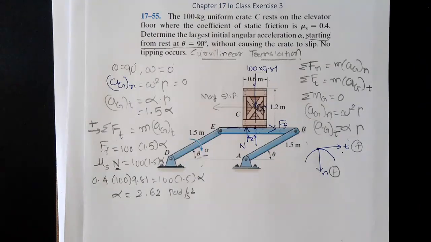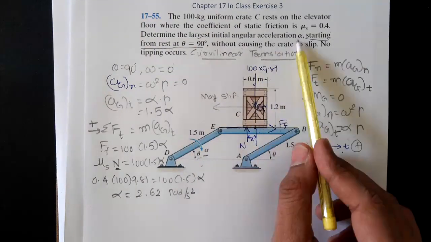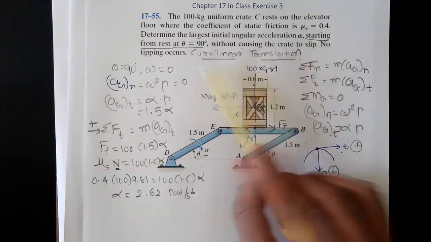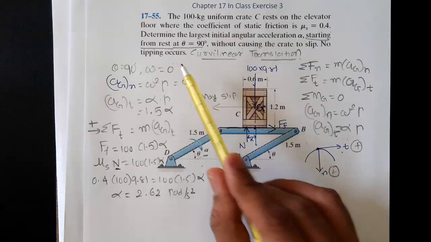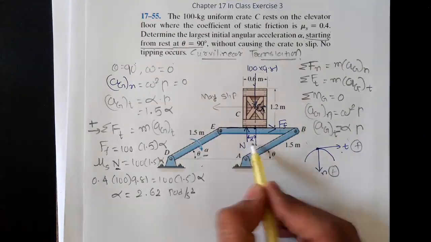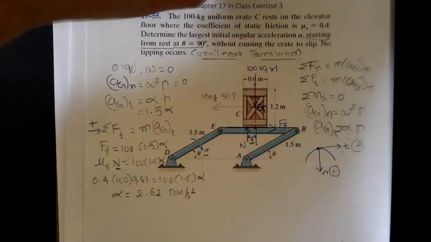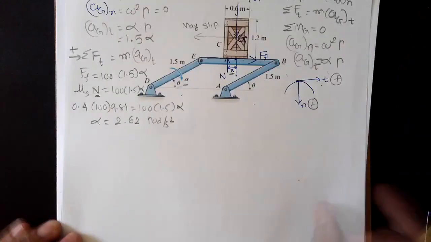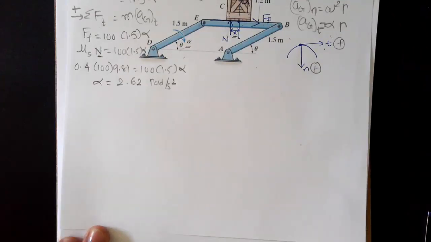However, the problem does not stop here, because it says to determine the largest initial angular acceleration. That's fine, we have calculated it, but then how do we make sure that the crate will slip and not tip? We need to verify that. And how can we verify that? That's where we make use of this information, the x in here. So let's do that part now.